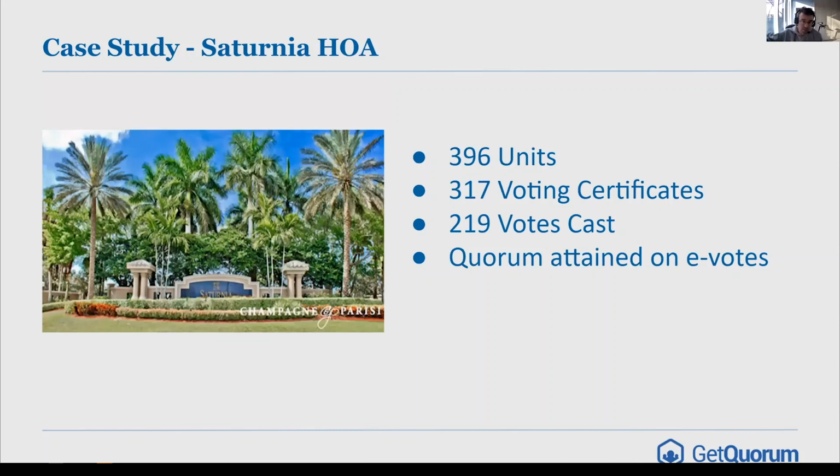A little bit further up the east coast of Florida, we've got Saturnia HOA. Of a possible 396 units, 317 participated in voting certificates. 219 of them submitted votes, and they attained quorum on just electronic votes before the meeting. So no more canvassing or anything like that. These guys are super happy as well.